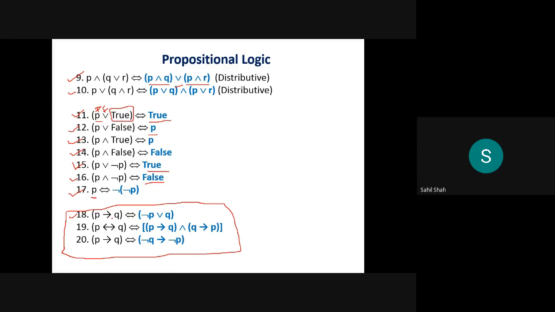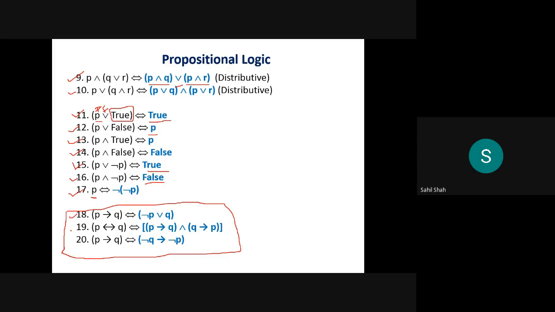P conditional Q is logically equivalent with negation P or Q. So take this as an exercise, homework. You should not submit, but for yourself, construct the truth tables for at least these three equivalent statements and check whether whatever I am saying is correct or not. So you will observe that P conditional Q is logically equivalent with negation P or Q.